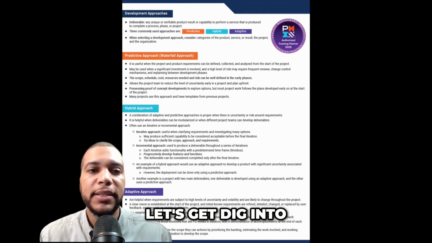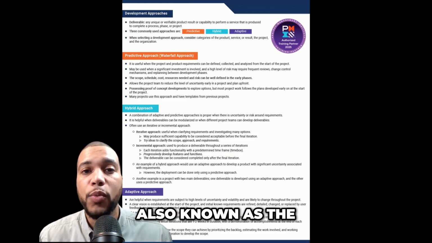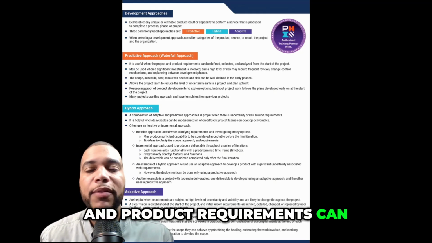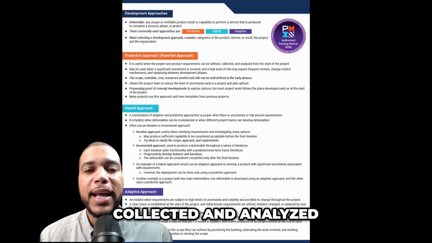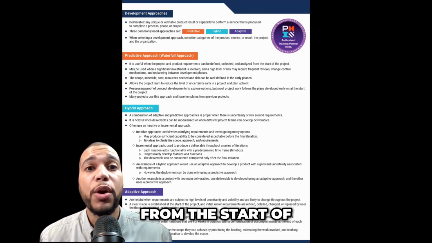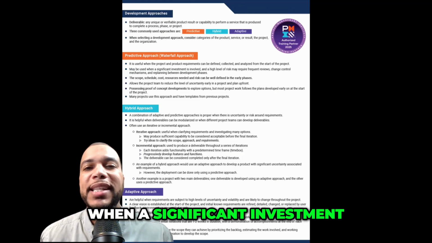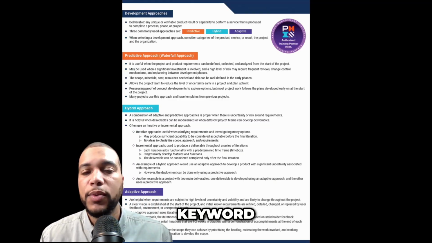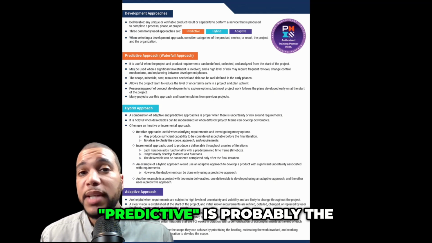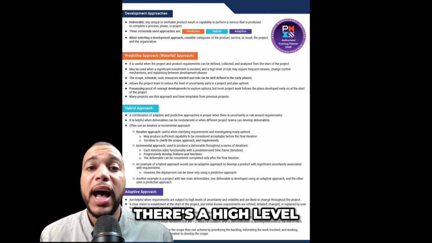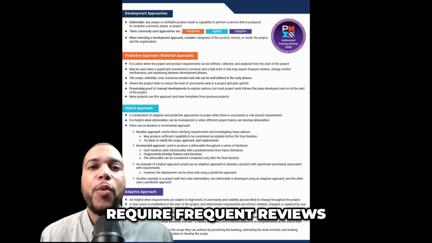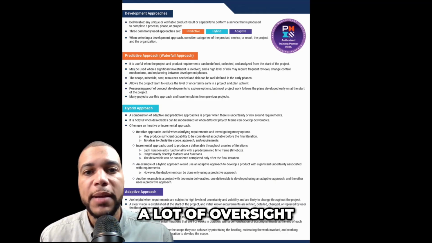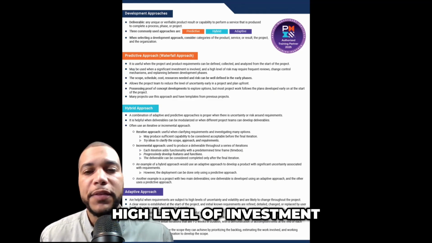Let's dig into the predictive approach, also known as the waterfall approach. This approach is useful when project and product requirements can be defined, collected, and analyzed from the start of the project. It may be used when a significant investment is also involved. So if you see a significant investment, the keyword predictive is probably the type of approach you're looking at. And also there's a high level of risk that may require frequent reviews. You're going to have a lot of governance, a lot of oversight on those reviews because there's that high level of investment.